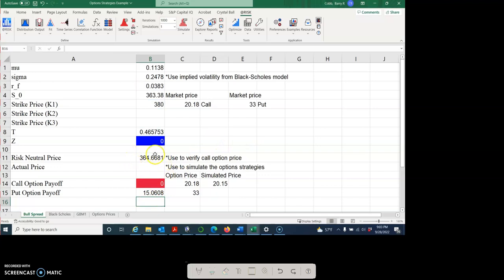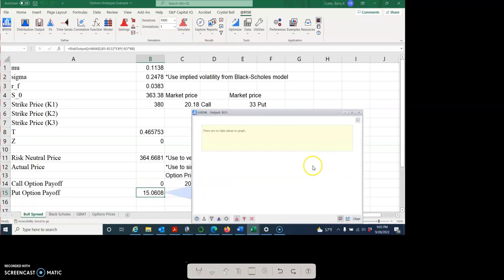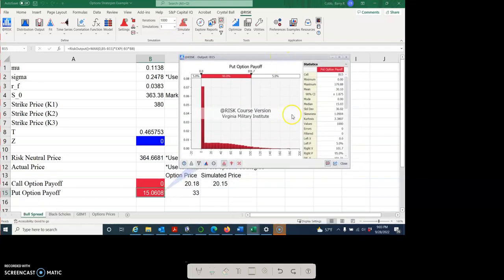Keep in mind that this risk-neutral price utilizes this standard normal distribution. And so we'll define this put option payoff as an output. And then we'll go ahead and run the simulation. All right, with the put option, we notice that the mean here of the simulation is $30.10.